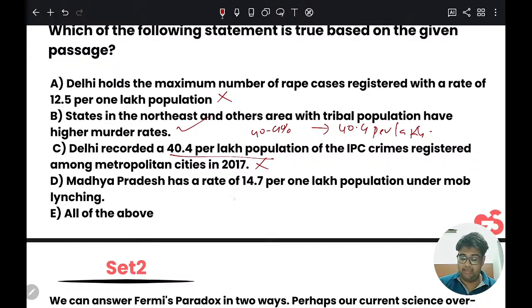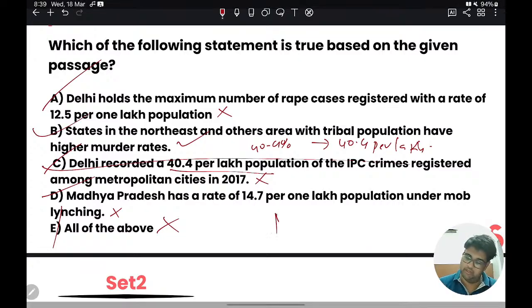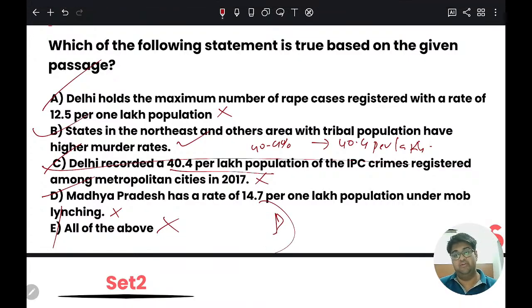Madhya Pradesh has a rate of 14.7 per 1 lakh population under mob lynching. No, there are no stats of mob lynching ever given. So all of them were not my option. C is not my option. D is not my option. E is not my option. A is not my option. B is my right option. So that is the first set.